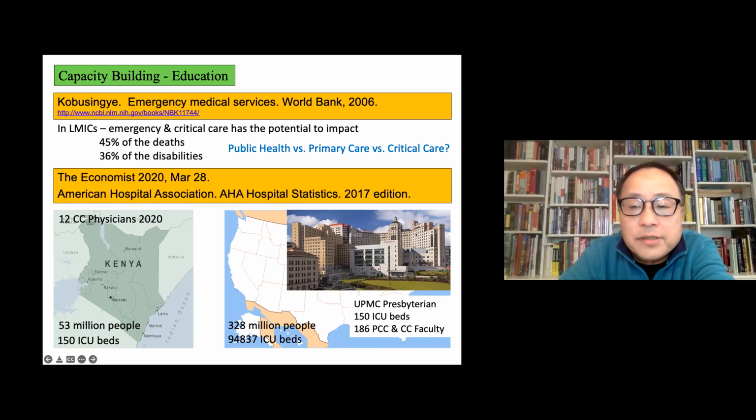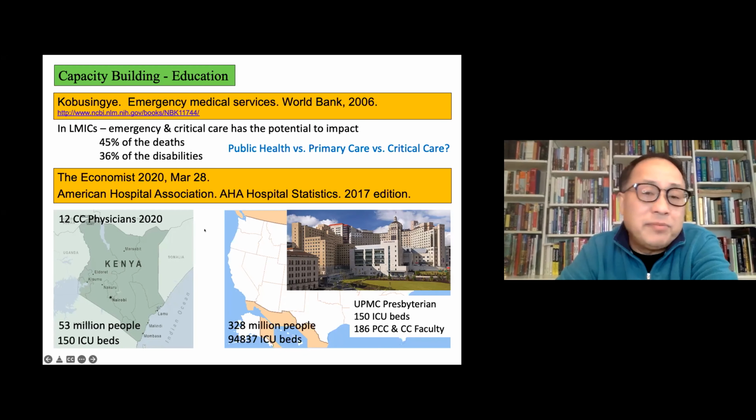And in contrast, this is University of Pittsburgh. This is one hospital at our university. One hospital has 150 ICU beds, which is obviously the same number as the entire country of Kenya. And within this one hospital, there are 186 critical care physician faculty at the medical school. So I think the huge disparities are well known and obvious, and this has been a source of contention, in my mind and in many people's minds, as we face the pandemic.